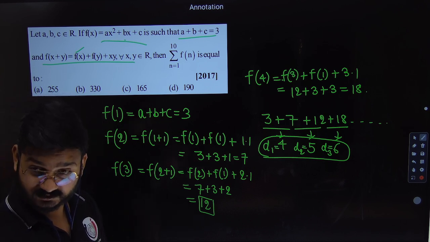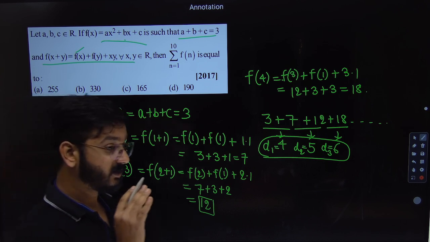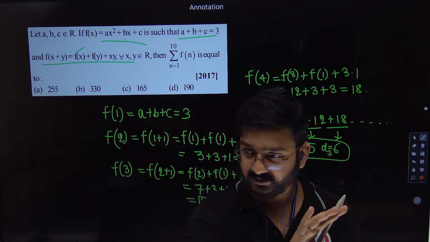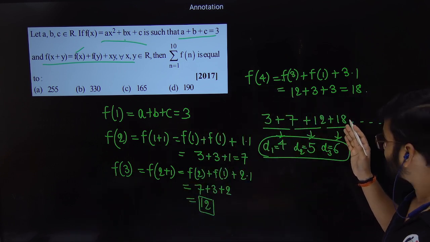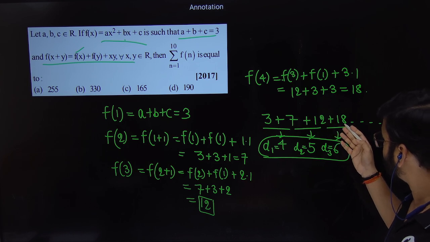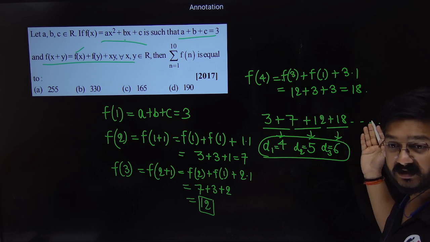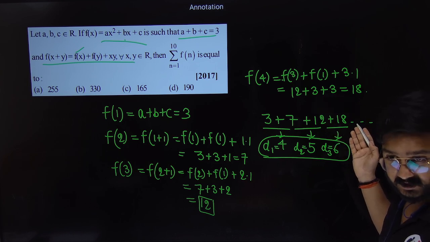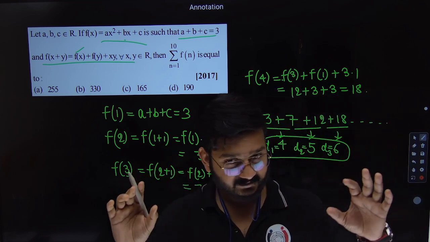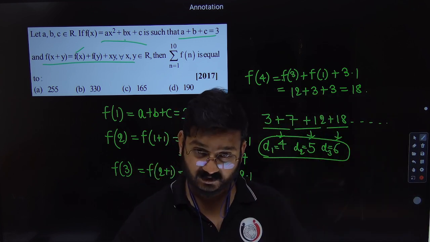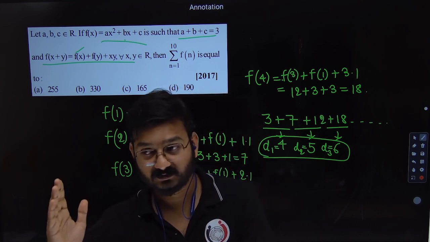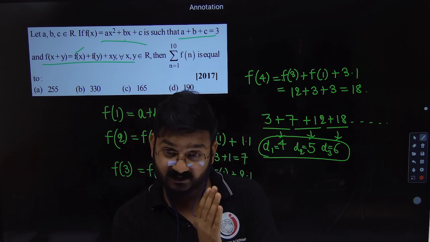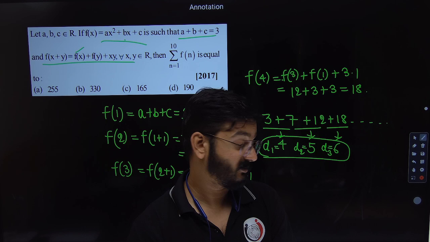So how to approach these types of questions? You write the sum. The sum will be what? 3 plus 7 plus 12 plus 18. Next term will be what? This is 6, right? Next will be 7. 18 plus 7, 25. So first you write the sum, then you write the sum again. But this time you shift the terms by 1 unit to the right side. Okay, you shift the terms 1 unit to the right side. So see here.